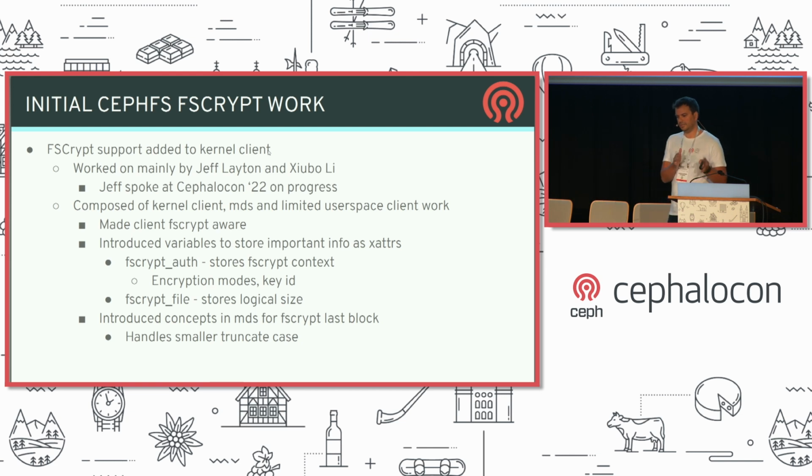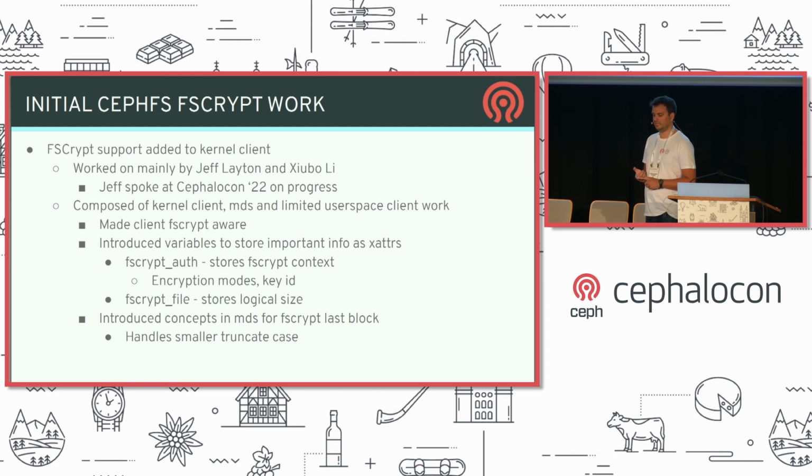So in order to paint a picture of what work was done to bring it to user space, I need to go back in time a little bit. fscrypt support was added to the kernel client a number of years ago now by various folks. If you want to have a more in-depth update on that, there was a talk a couple years ago at CephCon. Some of you might have seen that. But from a high level, that work was comprised in 3 parts: the kernel client, the MDS, and then limited user space client work.